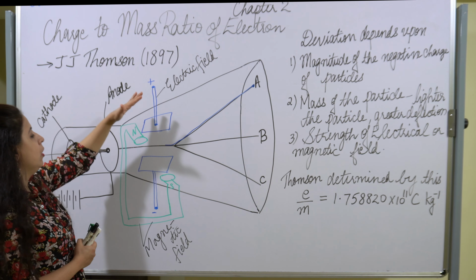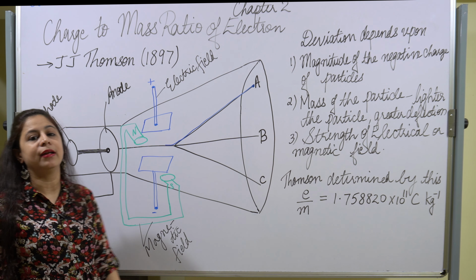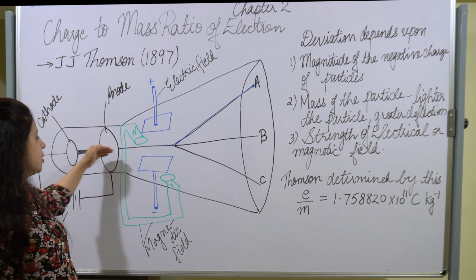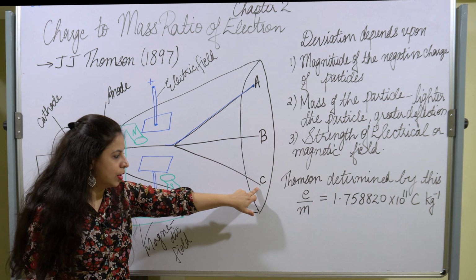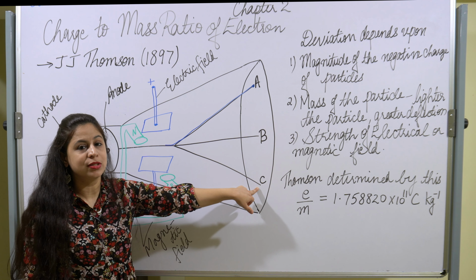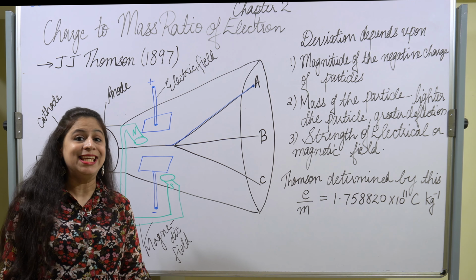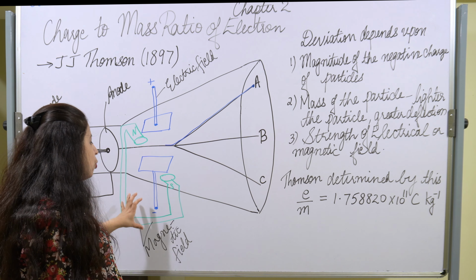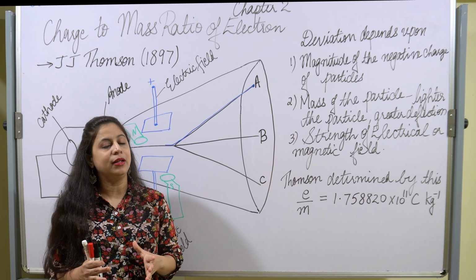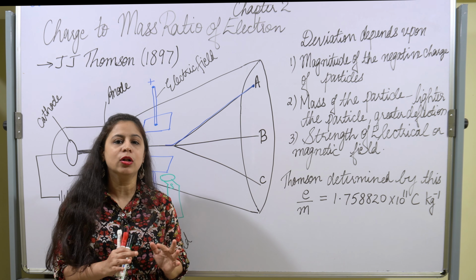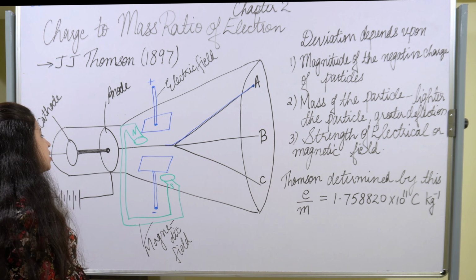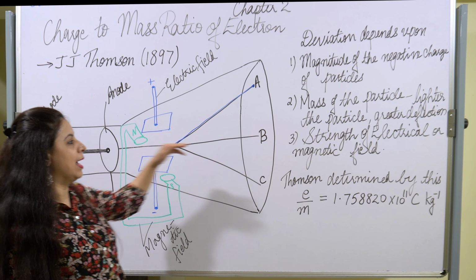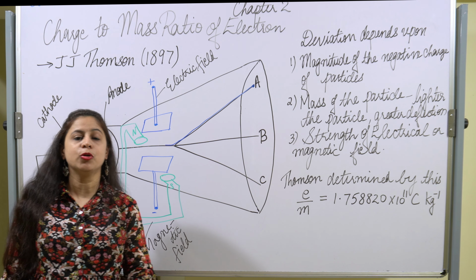Now when the magnetic field was placed, all the particles got deflected towards the point C. When the magnetic field was there, the deflection was towards position C. And when he removed both external sources, the magnetic as well as the electric source, he found that the particles were moving in a straight line, as seen previously, and focusing on the point B, on position B.